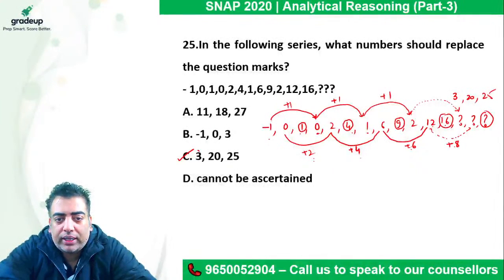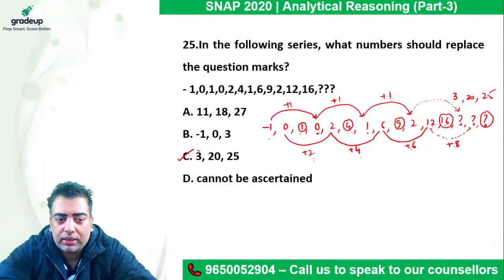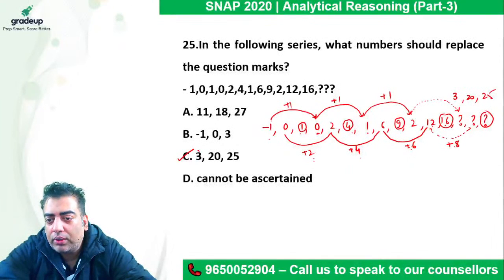So guys, please check it out. I hope it is clear to each and every student. If anyone has any doubt, please let me know. The moment you see 3 question marks, the very first thing that should come to your mind is that it is a combination of 2 or 3 series.